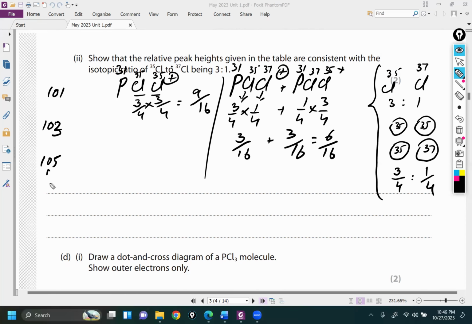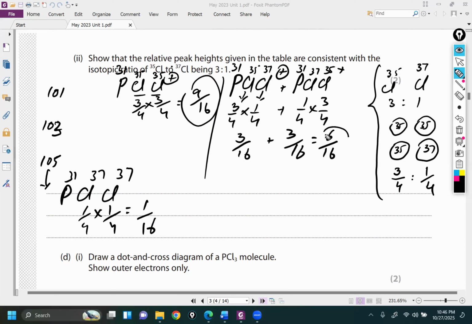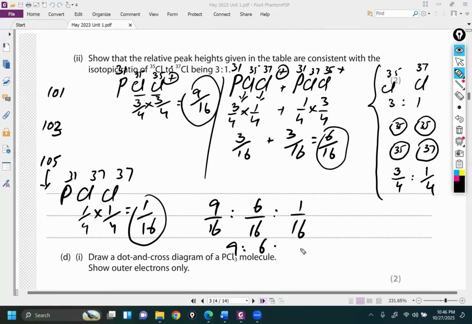Now, for the last ion, phosphorus 31, chlorine 37, chlorine 37, so this is 1/4 times 1/4, and we will get 1/16. So for this one it is 9/16, for this one 6/16, and for this one 1/16. Just to remove the fractions, if we multiply each by 16, we will get 9:6:1. And this is the ratio given in the heights of these peaks.